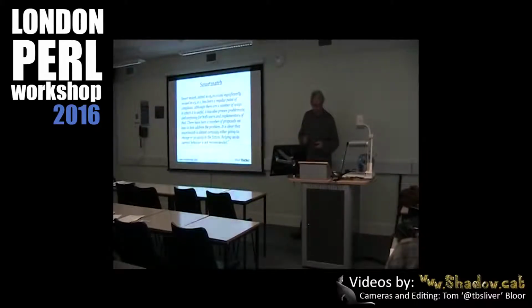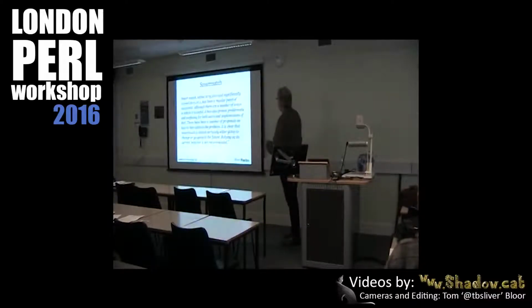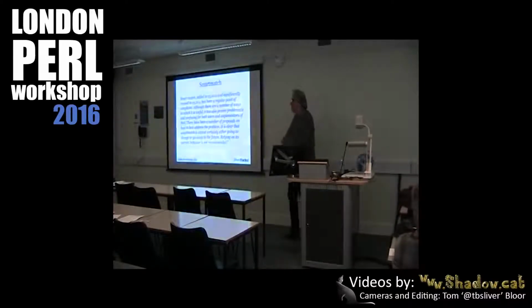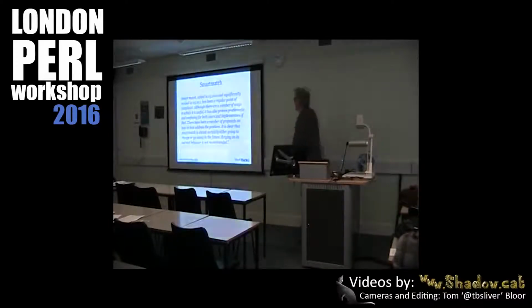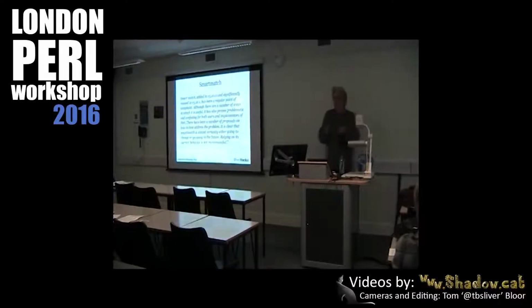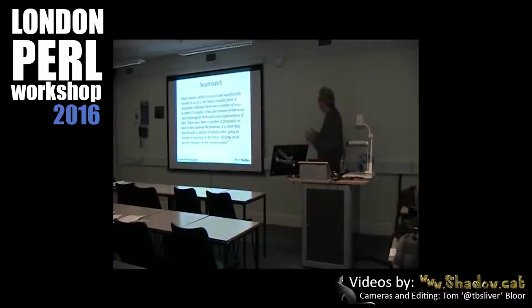So this is basically the quote that comes from the Perl Delta page. So what does it say? It says, although there are a number of ways in which it's useful, it's also proven problematic and confusing for both users and implementers of Perl. And not just the users that get confused by it, it's the people that are actually writing the damn stuff. It's clear that smart match is almost certainly either going to change or go away in the future. Relying on its current behaviour is not recommended, and that's pretty harsh stuff. Yeah. So you probably don't want to be using smart match.